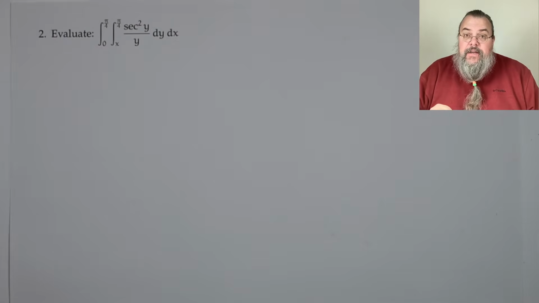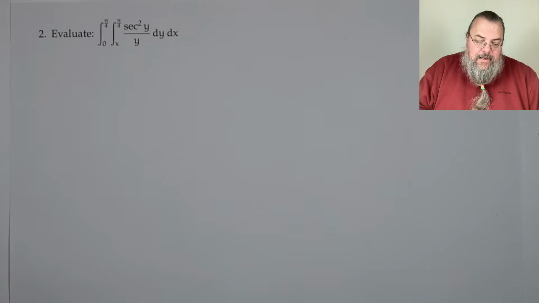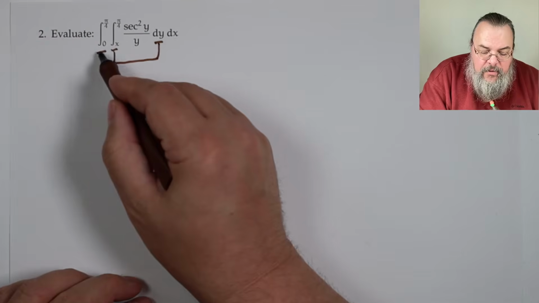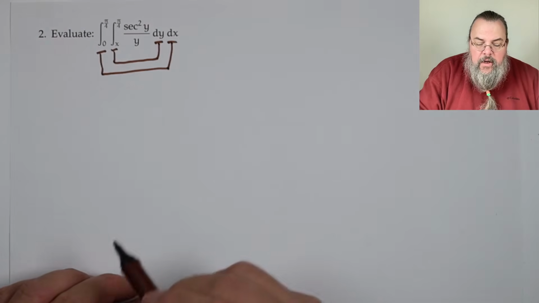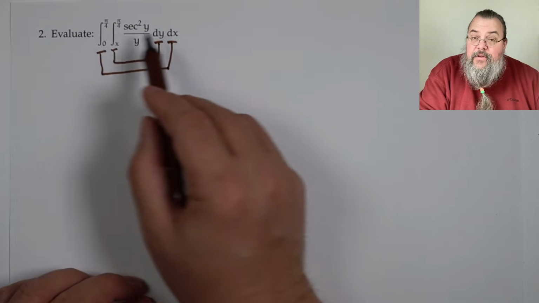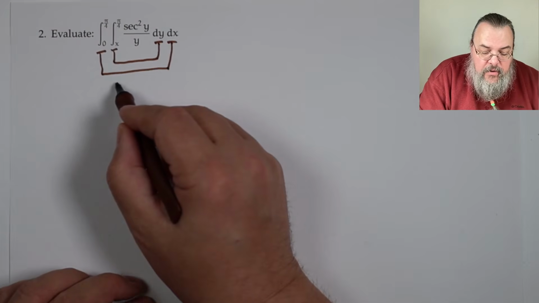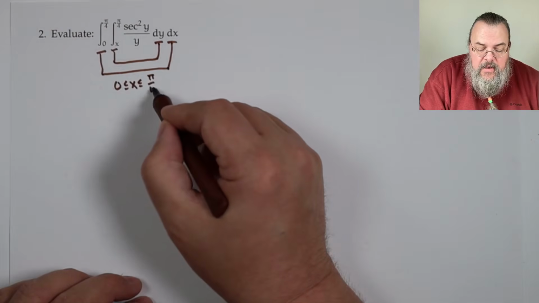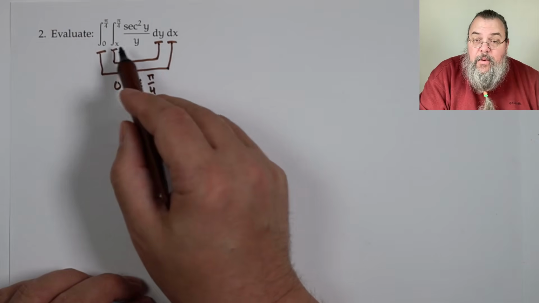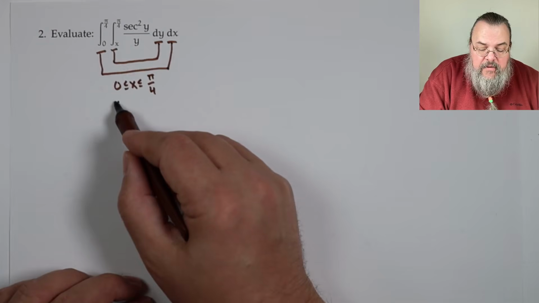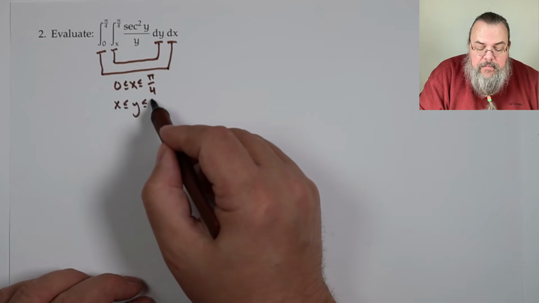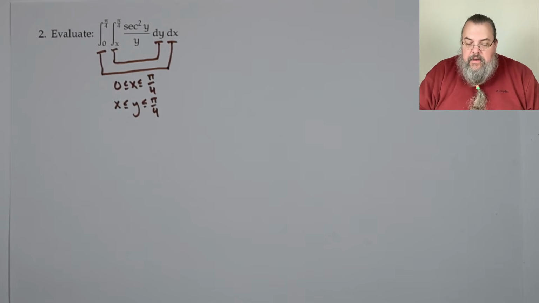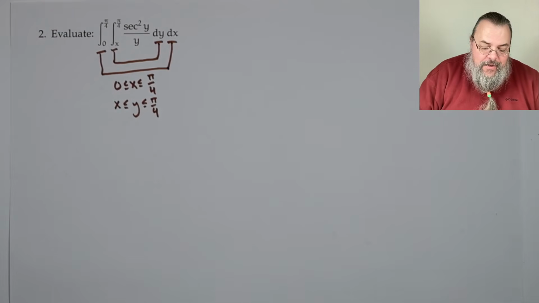So let's start by looking at our region. We do our pairing up. And we say, what's going on? Well, the outer layer, that's associated with the x. And so we're told x goes from 0 to pi over 4. The inner layer, that's associated with y. And that says that x is less than or equal to y, which is less than or equal to pi over 4. And now we say, okay, we think we can get a handle on this one.